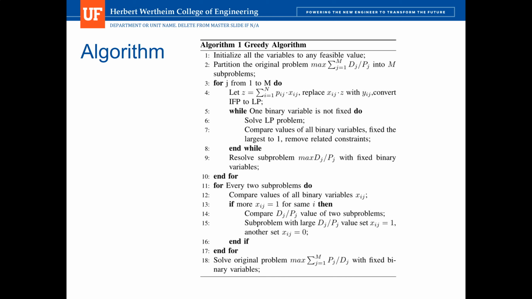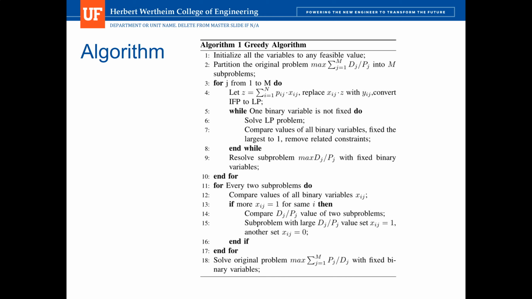The binary variables are the Xij, and after we get these values, we can fix the largest Xij equal to 1, and remove the related constraints, and we go to the step to solve the linear programming problems until we can fix all the values of the binary variables, and then we will resolve the sub-problems to maximize the power efficiency and get the result.